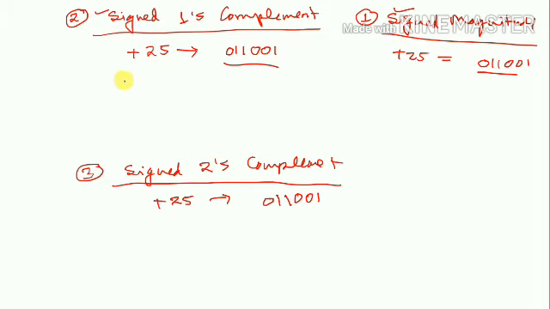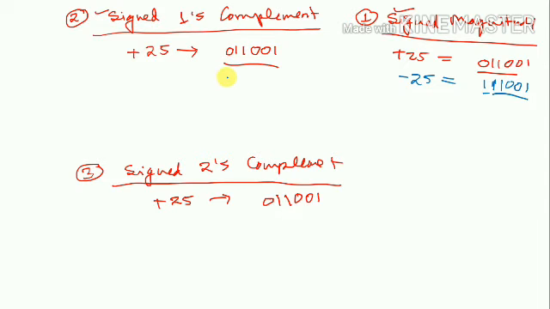Now it will change for the negative number. In the first representation method, minus 25 will be 111001. This is the 25, and this 1 is the sign bit, as it is negative. Clear? In 1's complement, this representation will change.